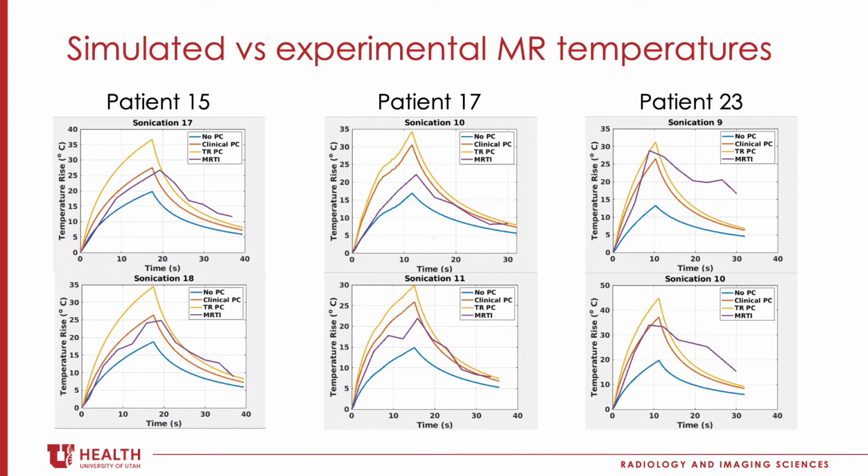Patient 15 and 23 show that the purple clinical MRTI and the orange clinical simulation match well in temperature rise. The cooling for patient 23's MRTI is noticeably slow, and patient 17 does not get as hot as the MRTI compared to the others.